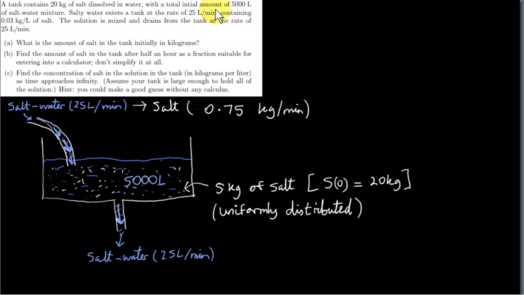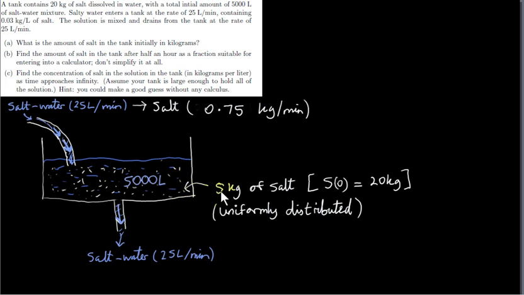Now we're given that initially there is 5,000 liters of salt water mixture in the tank. We're also given that the solution is mixed and drains from the tank at the rate of 25 liters per minute. So salt water leaves the tank at the rate of 25 liters per minute. That means that the volume of the tank remains constant. We have the same amount of water entering per minute as leaving per minute, or per any unit of time for that matter. So the 5,000 liters is actually constant.